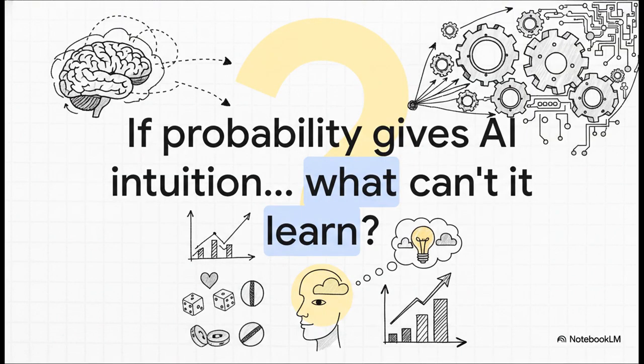And that, of course, leaves us with a much bigger question to chew on. We've built these incredible machines that can reason with uncertainty. But if this mathematical intuition is their foundation, what are the limits? What parts of our own intelligence, our own consciousness, can't be boiled down to just calculating the odds? It's something to think about.